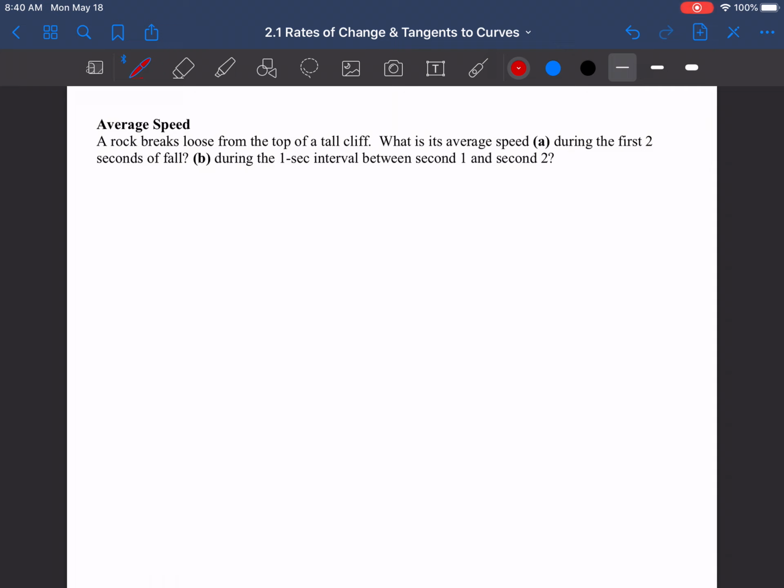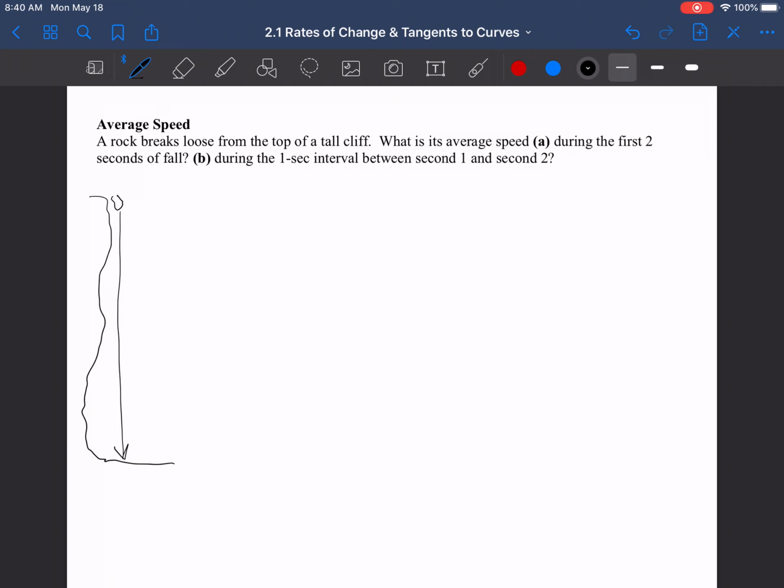So let's take a look at an example. Average speed. A rock breaks loose from the top of a tall cliff. So here's our tall cliff, and this rock breaks loose and starts falling all the way to the ground. What is its average speed, A, during the first 2 seconds of fall, and B, during the 1 second interval between second 1 and second 2?